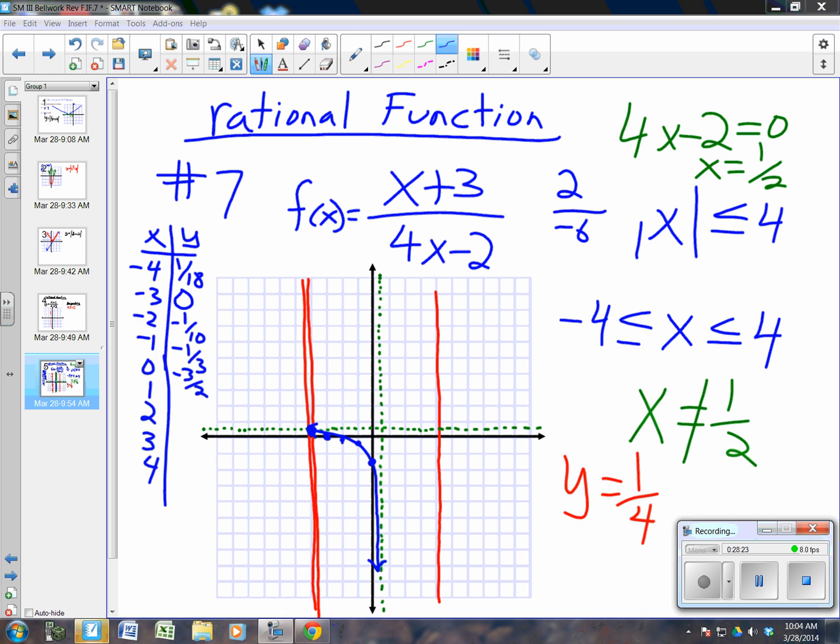So let's go to the right side of that vertical asymptote. Let's put in 1. What do I get when I put 1 in this graph? 1 plus 3 is 4.